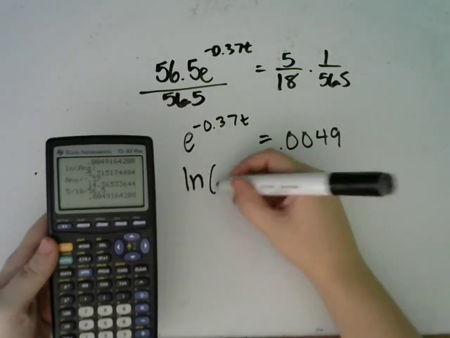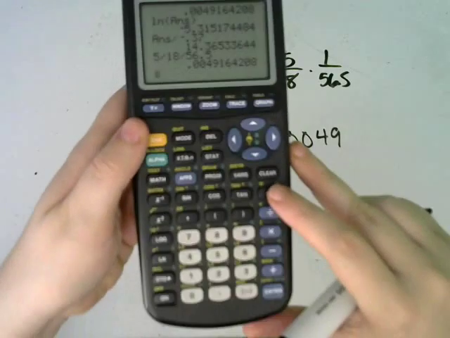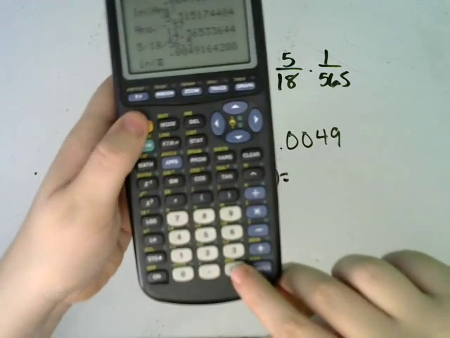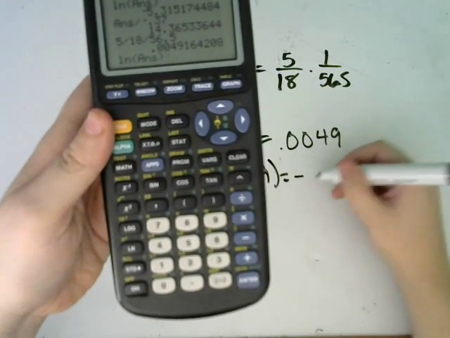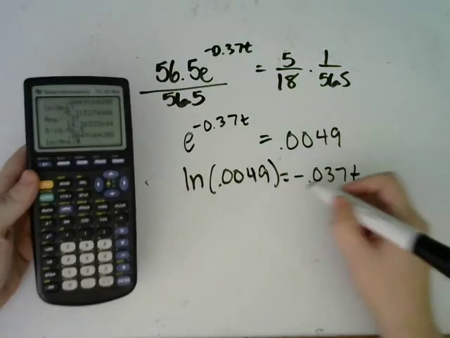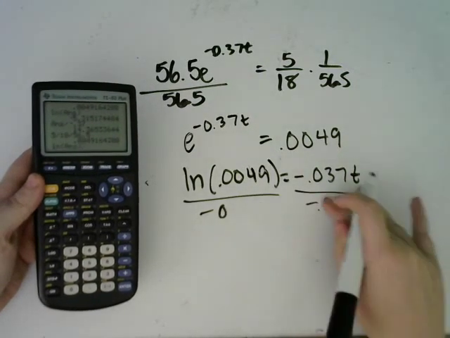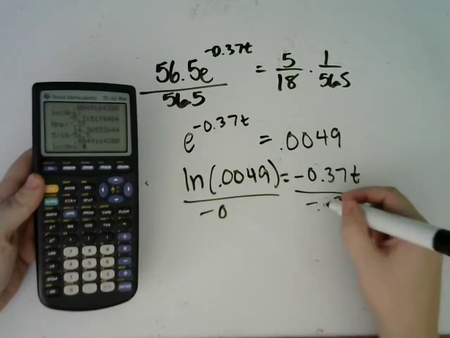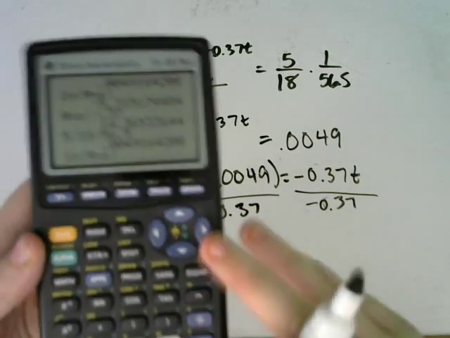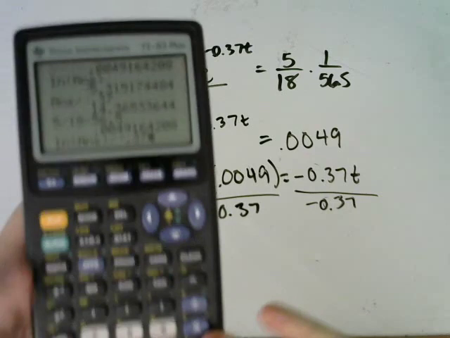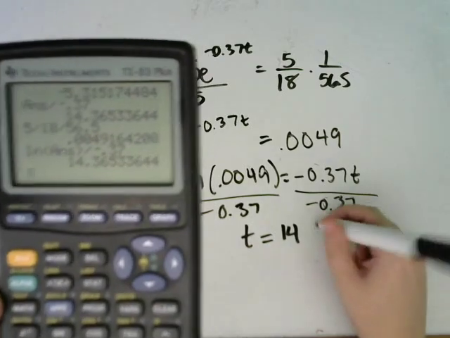Notice in my calculator there are more decimals than just the 49, and so when I go to do the ln, turn this into a log, even though I'm writing 0.0049, this is not what I'm typing in my calculator. In my calculator, I'm typing the ln of second answer, and then I know the next step is to divide both sides by negative 0.37. So right in my calculator where I have ln answer, I'm going to divide by negative 0.37. And so we get a result that t is equal to about 14 days.